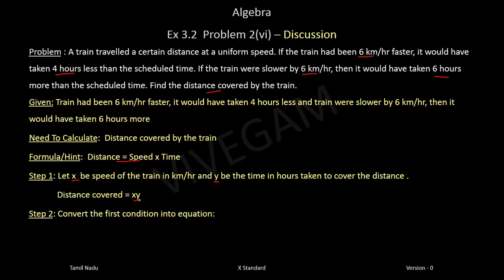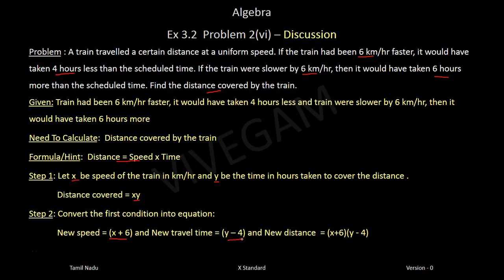Now let's get to the first condition. What is the first condition? It says the speed is increased by 6 kilometers per hour. Original speed is x. The increased speed is 6 more, so the new speed is x plus 6. And the new travel time is 4 hours less. Originally it was taking y hours. Now it will take y minus 4 hours.